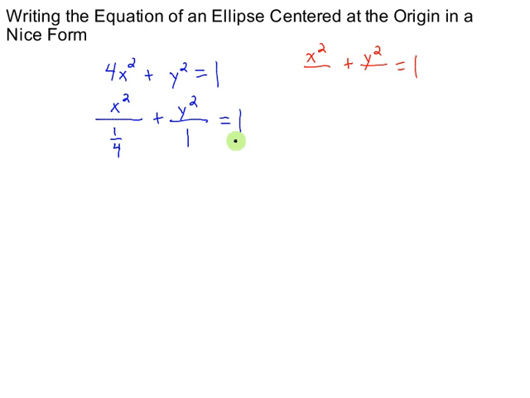Finally, equals 1, and now we have the desired form, and we can use the numbers in the denominators here to measure out from the center of the ellipse to graph it. We could also use these numbers to find the foci.